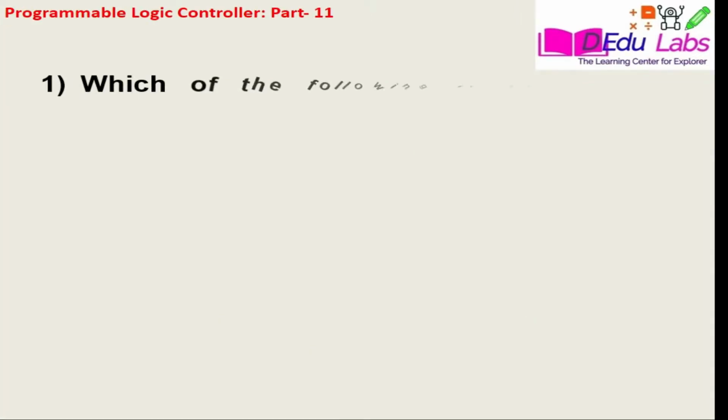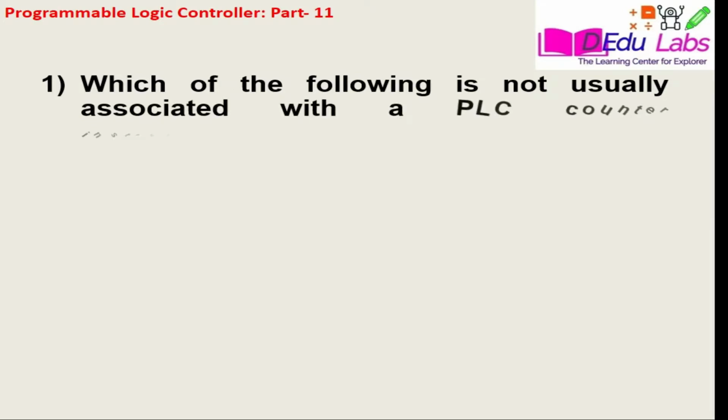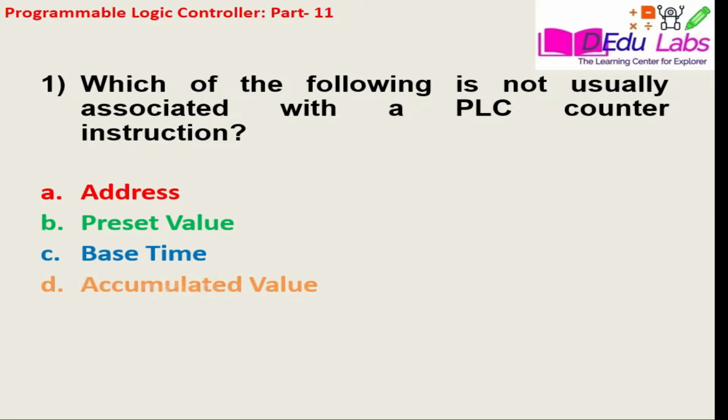Question number 1. Which of the following is not usually associated with a PLC counter instruction? Option A address, option B preset value, option C base time, option D accumulated value.